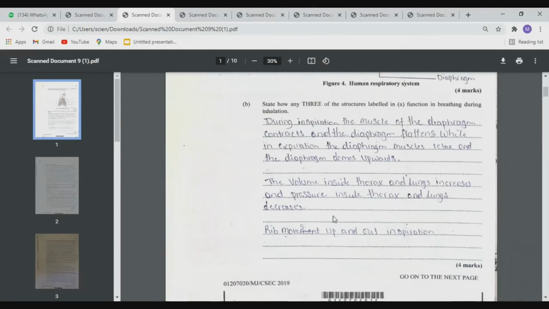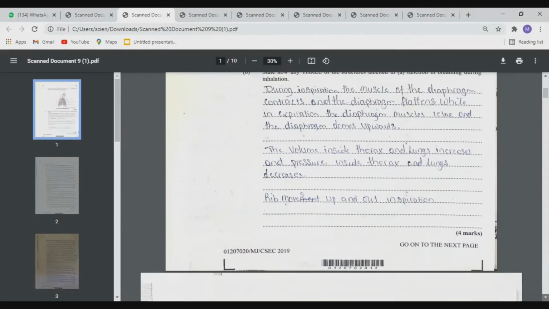So the rib moves up and out in inspiration. So those are the 3.